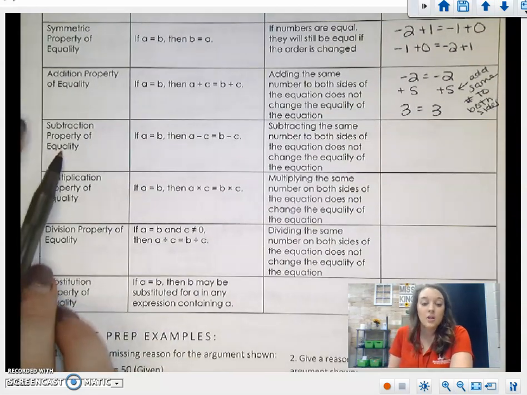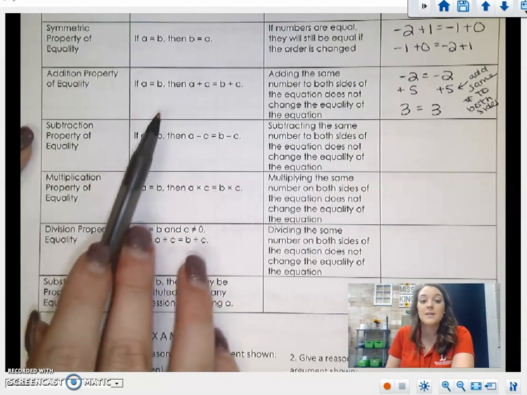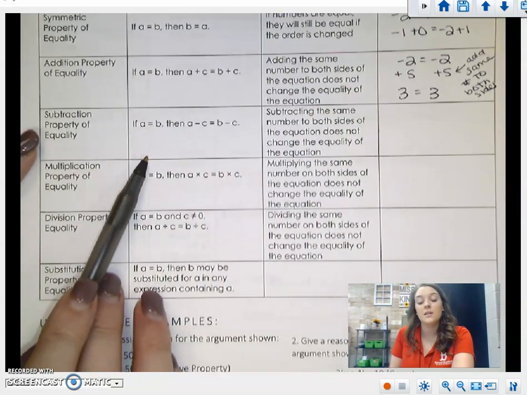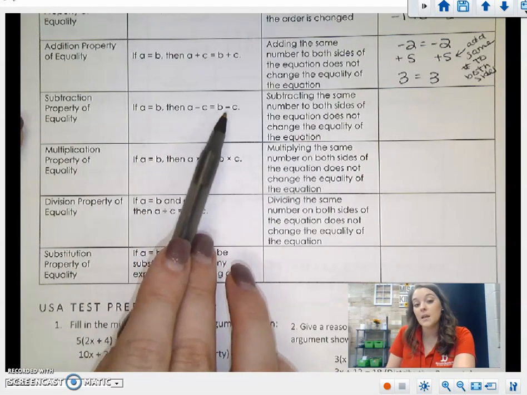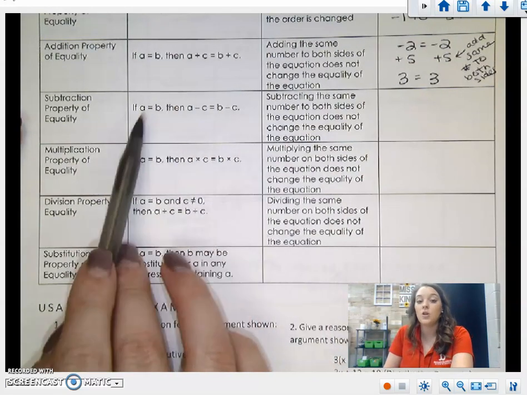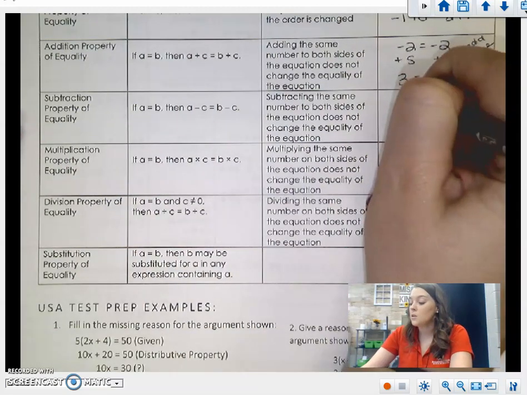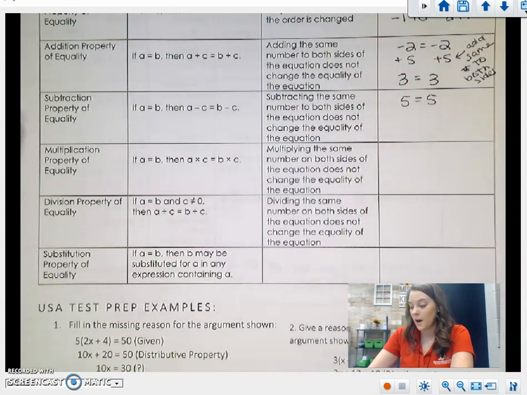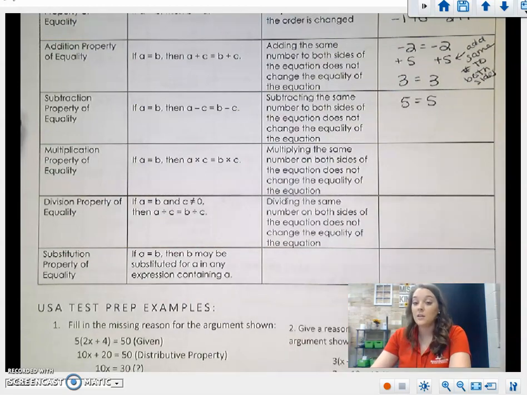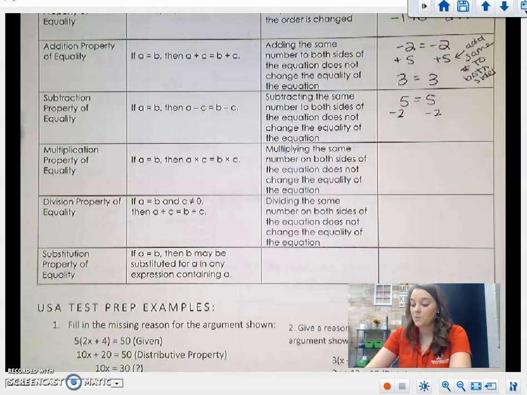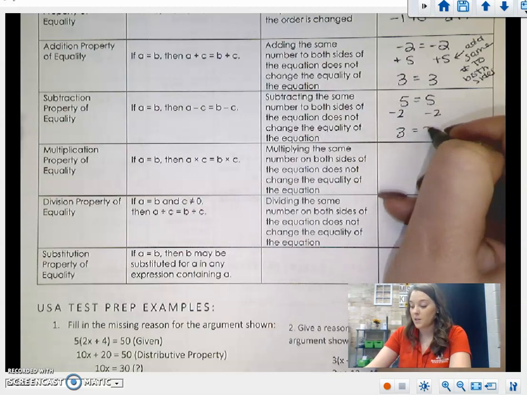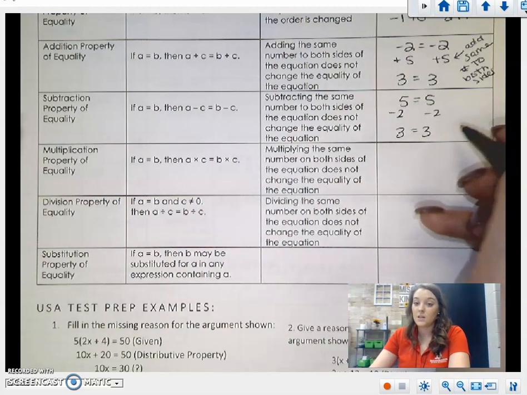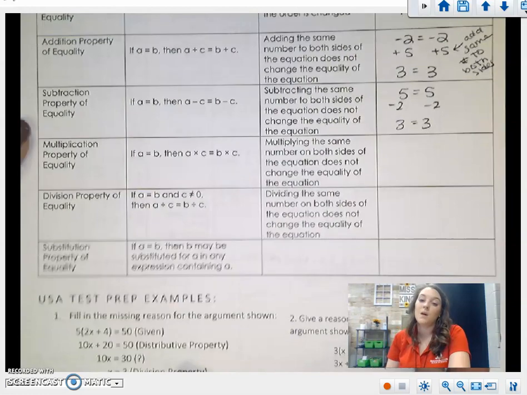The subtraction property of equality is very similar, but instead of adding the same number to both sides, you're going to subtract the same number from both sides. So if A equals B, then A minus C equals B minus C. So you subtract the same number from both sides. So if we started with 5 equals 5, I'd have to subtract the same number to keep it true. So if I subtract 2 from the left, I have to subtract 2 from the right. 5 minus 2 is 3 equals 5 minus 2 is 3. So this time you're subtracting the same number from both sides.